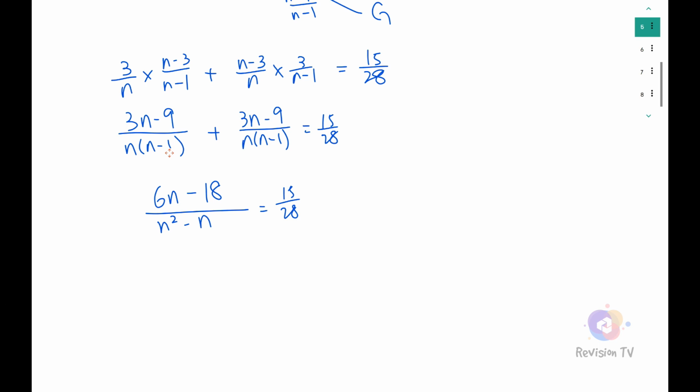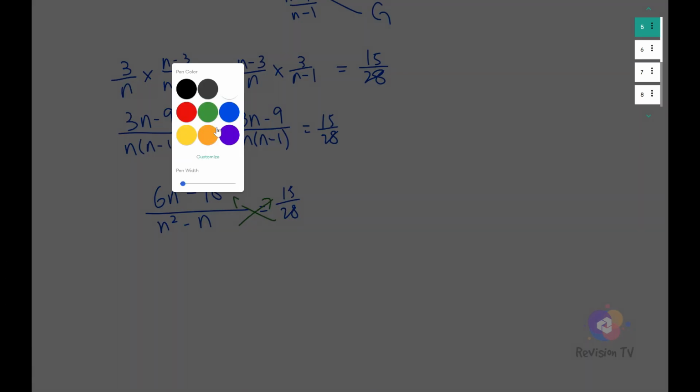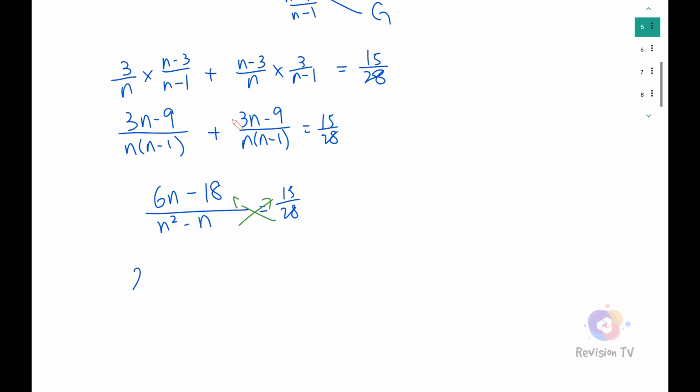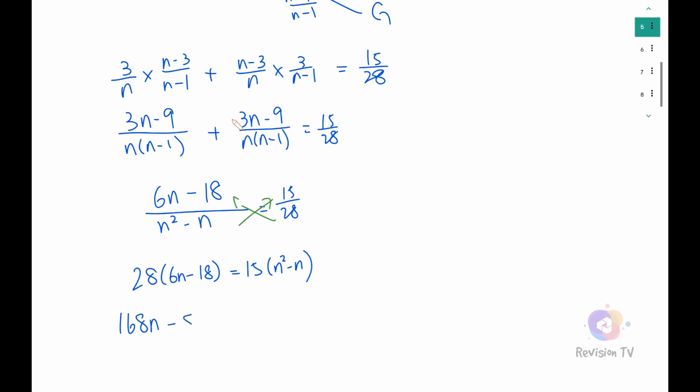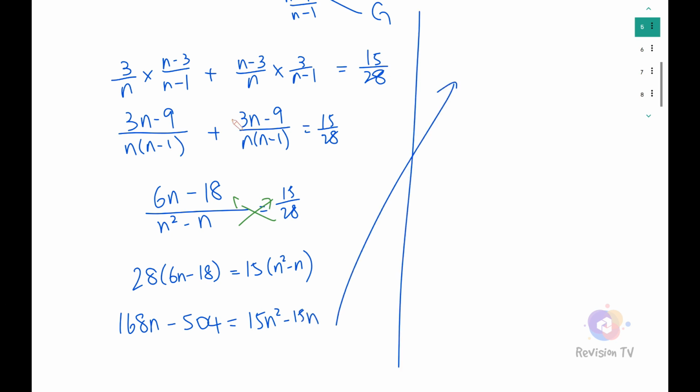So cross multiply. We're going to do 28 times that and 15 times the denominator. So we would have 28 times 6n minus 18 equals 15 times n squared minus n. Expand the bracket on both sides. 28 times 6n is 168n. 28 times 18 is 504. And 15n squared minus 15n. Next, I need to bring everything to one side. I'm going to bring everything to the right hand side because the n squared is on the right hand side. So 0 equals 15n squared.